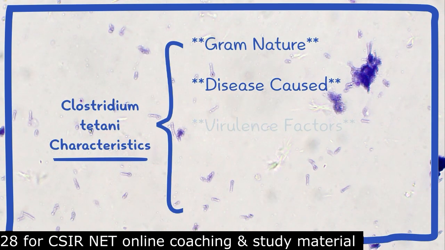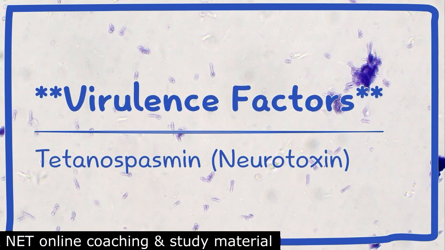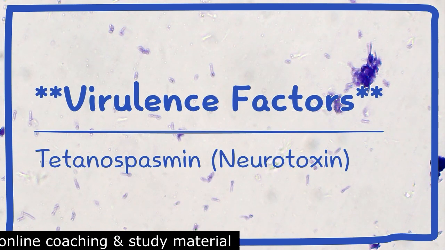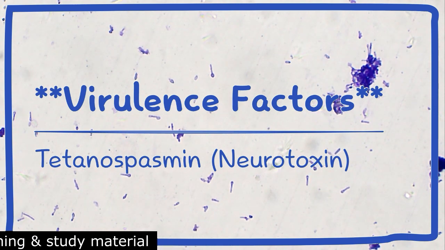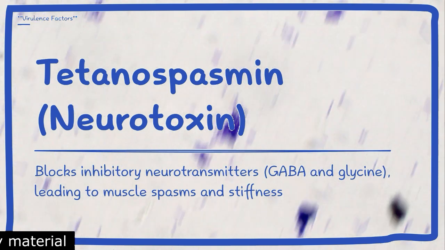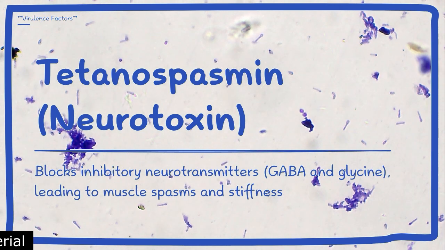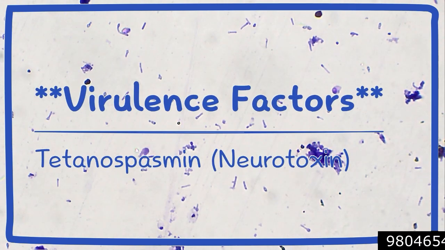The third important property is the virulence factors. What are the virulence factors used by Clostridium tetani? Tetanospasmin, which is a neurotoxin, the tetanus toxin that causes spastic paralysis in our body. It blocks the inhibitory neurotransmitters, which are GABA and glycine, leading to muscle spasm and stiffness, thus causing lockjaw.